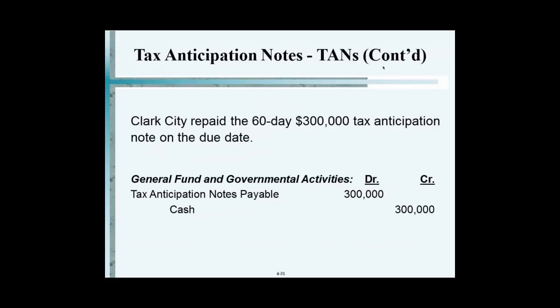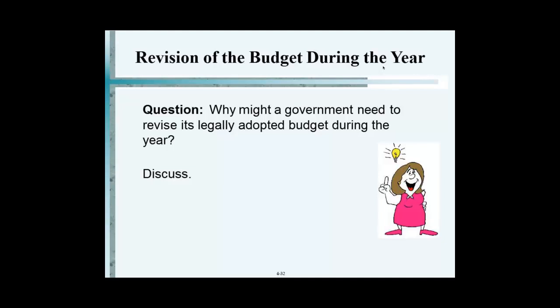Okay. Now, on some other topics, revision of the budget during the year, why do governments do that? Why do they do that, by the way? Why do we, should they revise their budget?